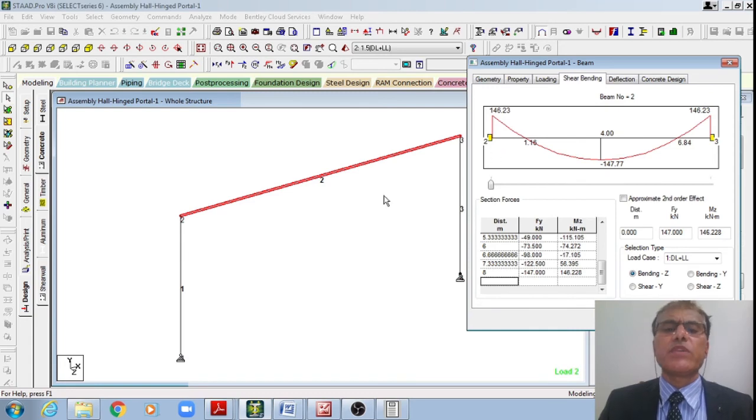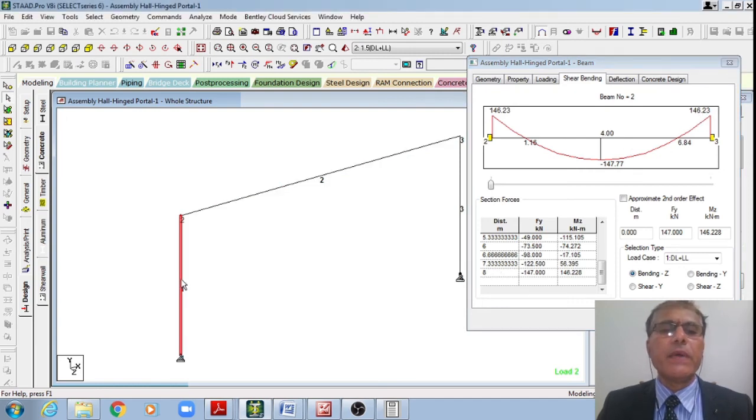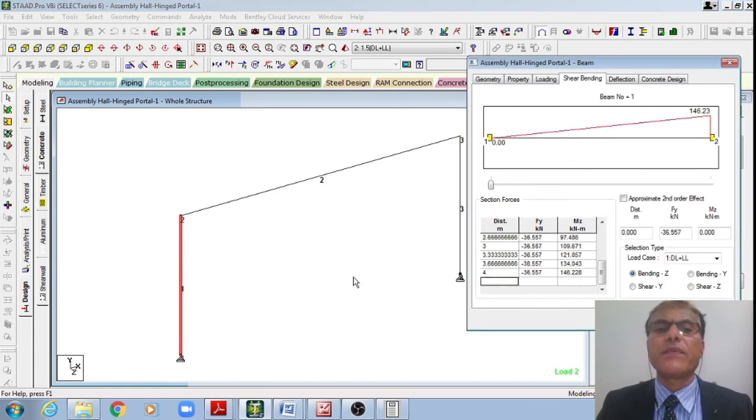Even you can see the shear force variation for dead load, live load combination is varying from 146.23 to a maximum value of 147. That sagging bending moment is equal to 147.7 to a hogging bending moment of 146 in the beam, whereas for unfactored load in the column, now I'm clicking in the column, the moment at the base is equal to 0, varying up to a value of 146.23.